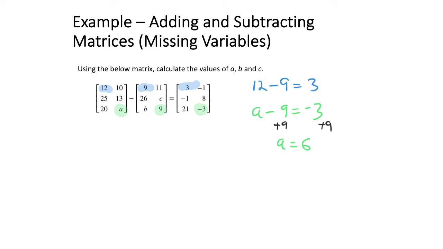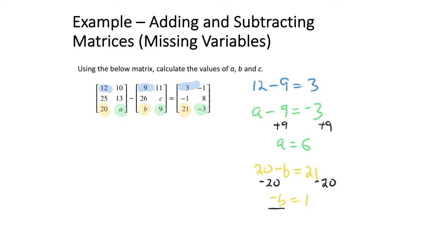So following the same process for B, the corresponding element in the first matrix is going to be 20, and then the corresponding element in the answer matrix is 21. So I know that 20 minus B is going to equal 21. So I can subtract 20 from both sides, and that is going to leave me with negative B is equal to 1. But I don't want a negative B, I want a positive B.